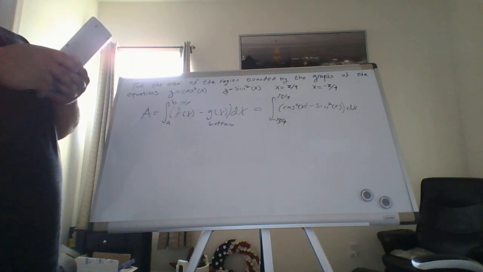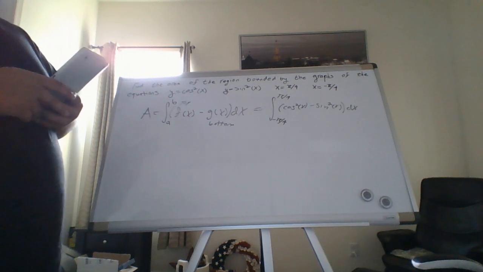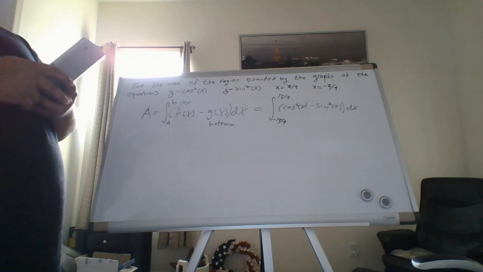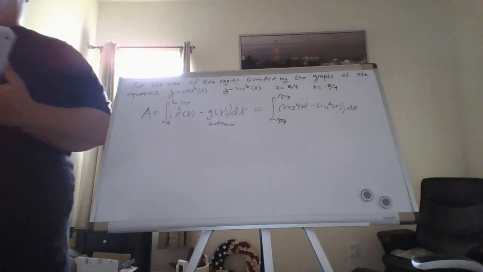Negative pi over 4 and pi over 4, and then just put in cosine of x squared minus sine of x squared, and then just put a dx at the end. And look what that gives me. That gives me the answer right away.